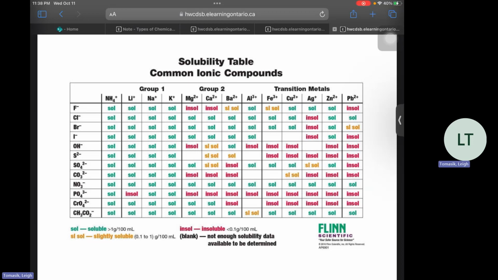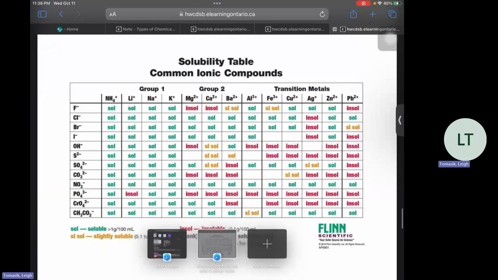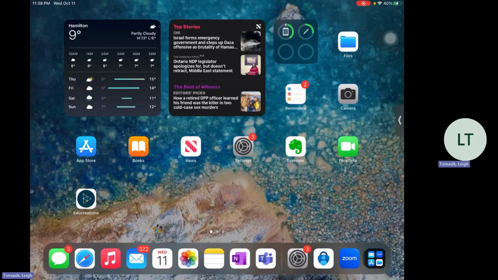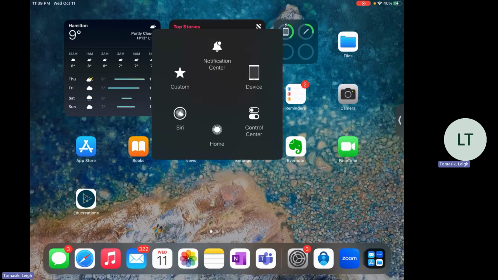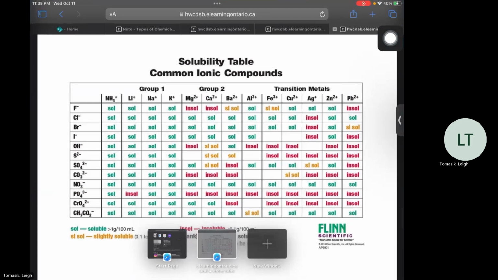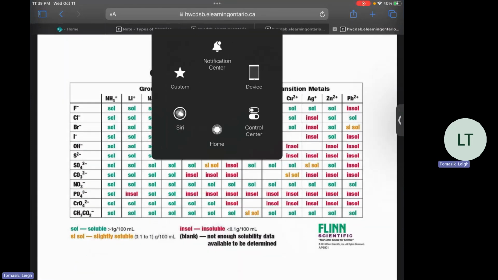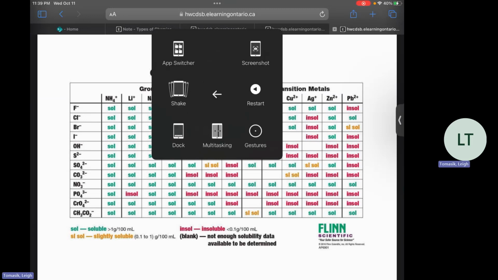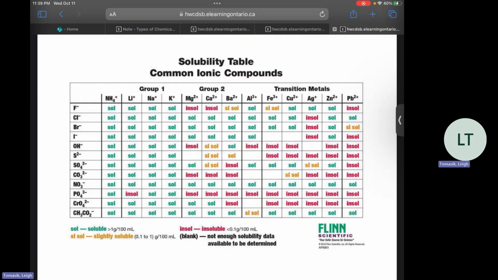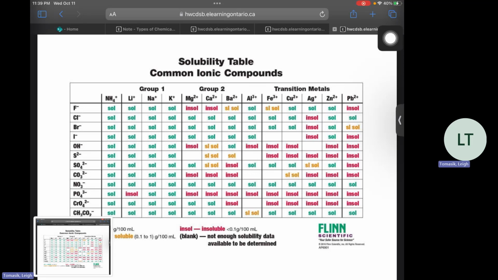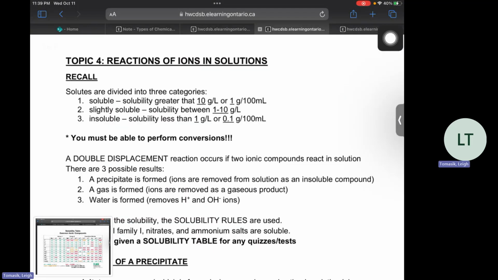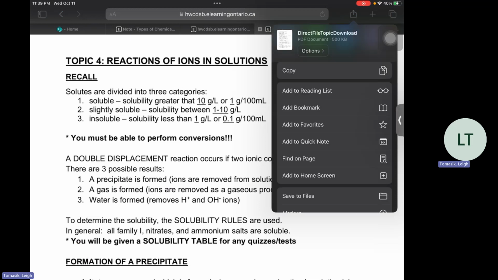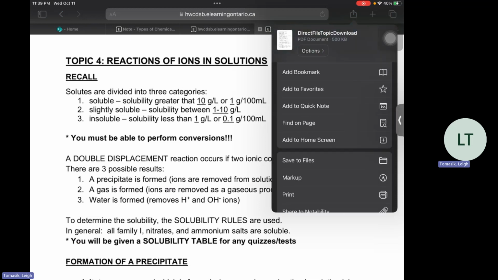Maybe I want to take a photo of this. Oh, wait, I can't do that. Hold on 1 second. I have to do screenshots a little bit differently. Device, more, screenshot. There we go. That'll be available to me if I need it. And let's go back to the lesson.